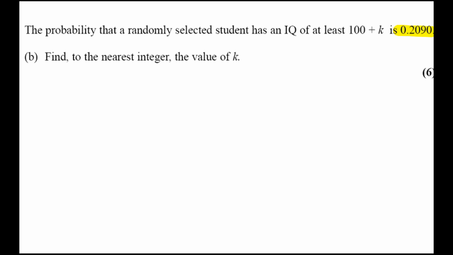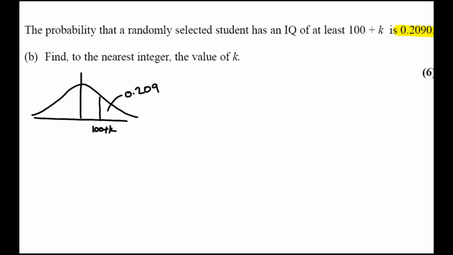Okay, so let's start. And this time I'm actually going to start with the diagram. Let me see exactly what's going on. So the probability that a randomly selected student has an IQ of at least a particular value, at least means more than 100 plus K. It's going to be somewhere over here, because I know the area above it is going to be 0.2090, which instantly lets me know that the area below it, so 1 minus, is going to give me 0.7910.